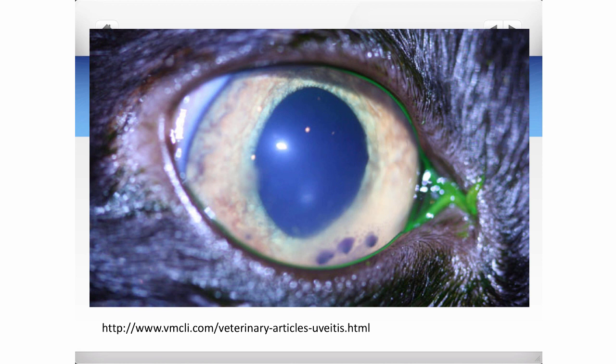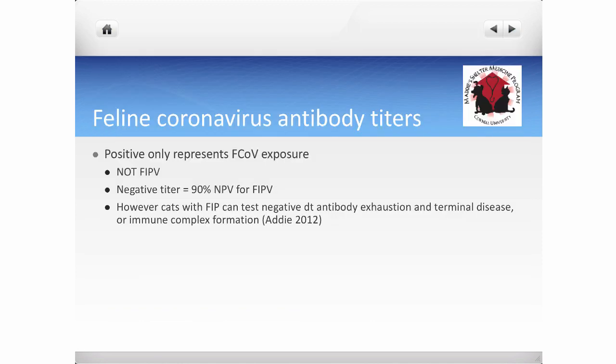And so I'm always chasing that to look there first, because I feel like that's where we can really identify it, at least on a clinical basis. And again, that's what we're working with most of the time as our forefront. Reminding you that coronavirus antibody, I kind of already went over this, only represents corona exposure, not FIPV. And some cats with FIP will actually end up testing negative on serology towards the end of their disease because they essentially have exhausted their antibody response. And so you may get a negative response when they're essentially at the terminal end.